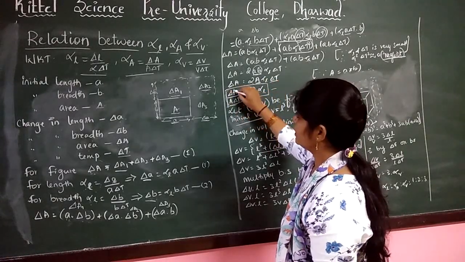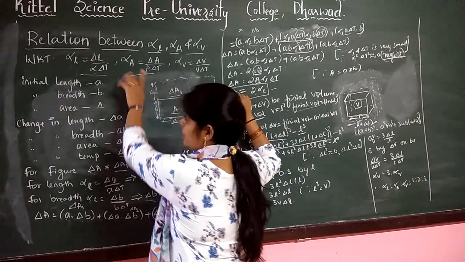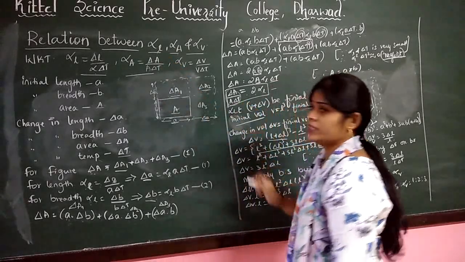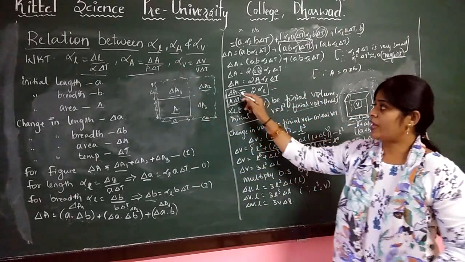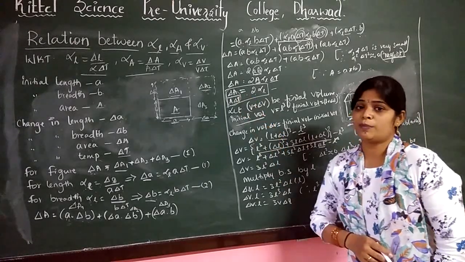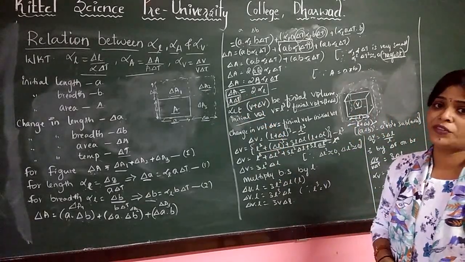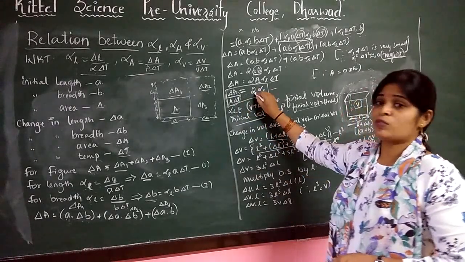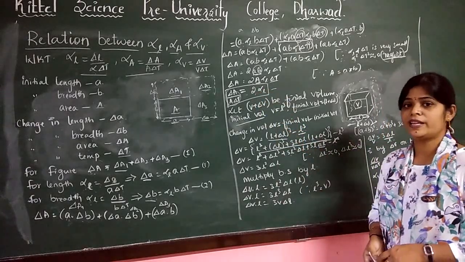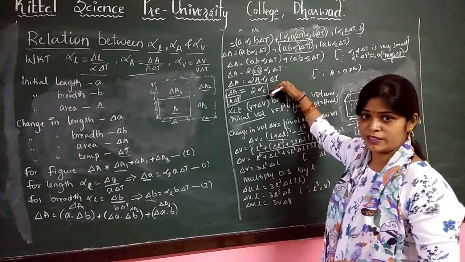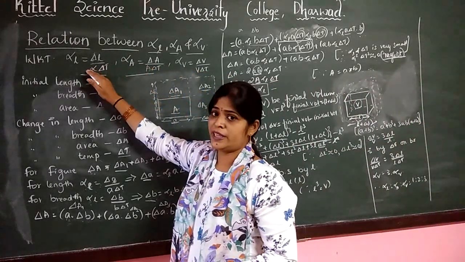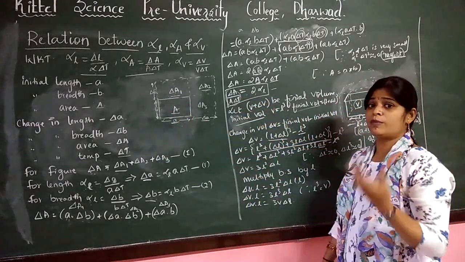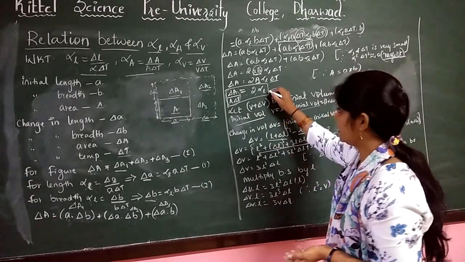So this is nothing but the coefficient of area expansion, that is, the fractional change in area due to change in temperature. The fractional change in area due to temperature is our coefficient of area expansion, which is equivalent to double the coefficient of linear expansion. I hope this is clear. You understand how the coefficient of linear expansion and area expansion are related: the coefficient of area expansion will be double the coefficient of linear expansion.